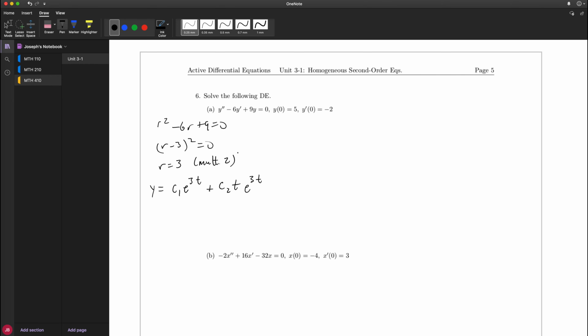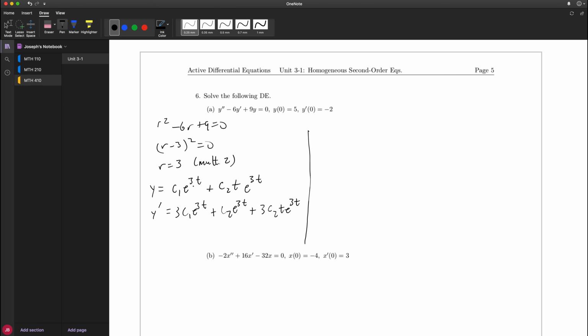Now, to solve this problem totally, we're also going to need y prime here, right? Because we're going to have to solve for the coefficients c1 and c2. So let's find y prime really quickly. We get 3c1 e to the 3t plus c2 e to the 3t plus 3c2 t e to the 3t, right?